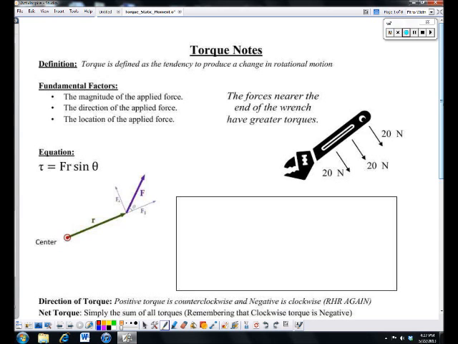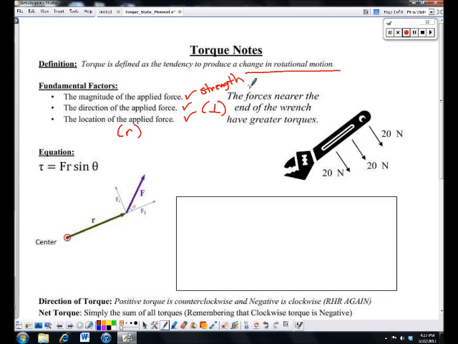So we need to start with torque. Torque is simply defined as the tendency to produce a change in rotational motion. Turning, now. We don't care if it moves left and right, up and down, in or out. What we care about is, does the object spin? Now, there are three fundamental factors that affect torque: how much force you apply, the direction that you apply it in, and where you apply it. Specifically, where is about how far from the radius. The direction should be perpendicular, and the magnitude, of course, is just your strength, how hard you are attempting to twist the object.